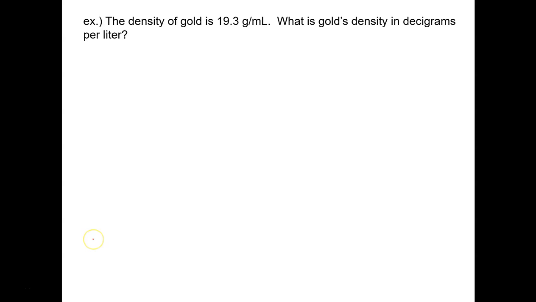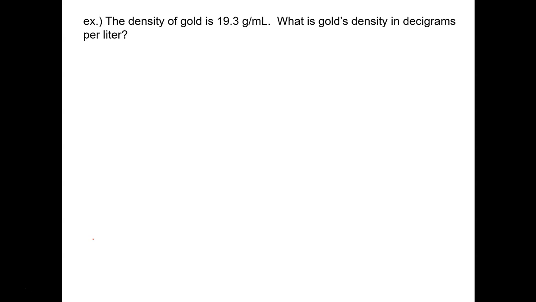All right, let's try another one. Again, we're going to step up the complexity just a little bit. So this is just a little bit harder than the last one. This time they said the density of gold is 19.3 grams per milliliter. What is gold's density in decigrams per liter?